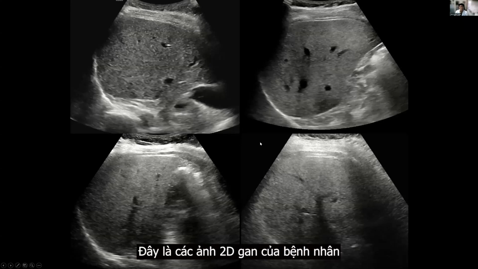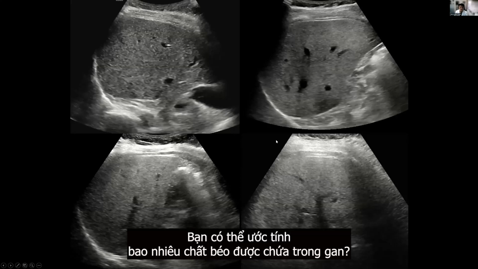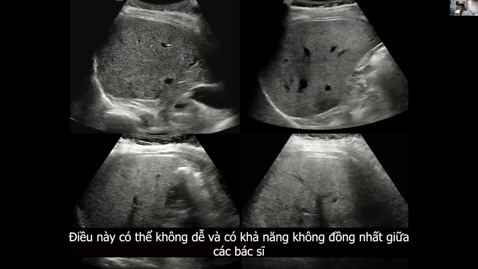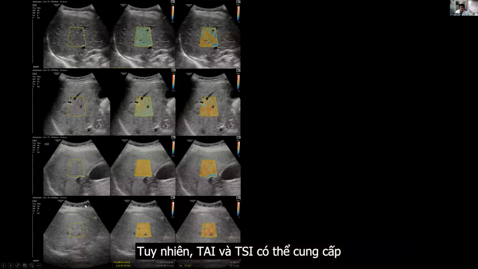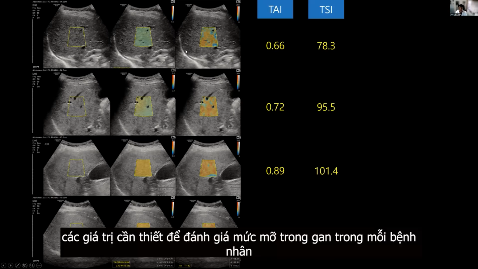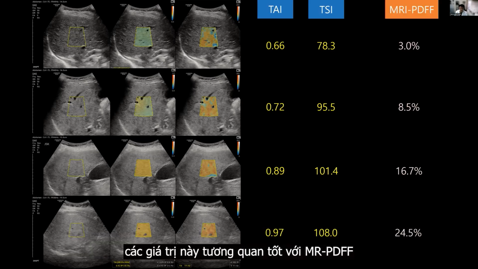Here are 4 B-mode images of the liver in 4 patients. Can you estimate how much fat is contained in the liver? This may not be easy, and there may be inter-observer variability among the radiologists. However, in these 4 patients, TAI and TSI can provide objective values for assessing hepatic fat contents in each patient, which correlated well with MR-PDFF values.